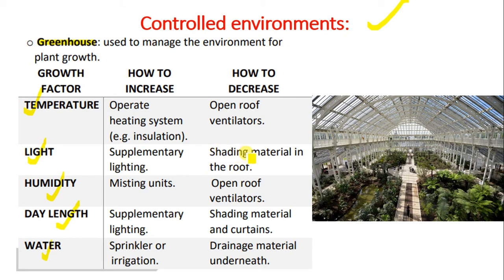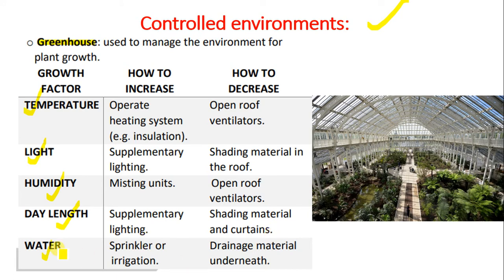Now how to decrease it? Shading. Shading materials in the roof help to decrease it also. Humidity, use a misting unit, and open roof ventilators to reduce it. Daylight, supplementary lighting. How to decrease it? Shading materials and curtains help to reduce daylight.